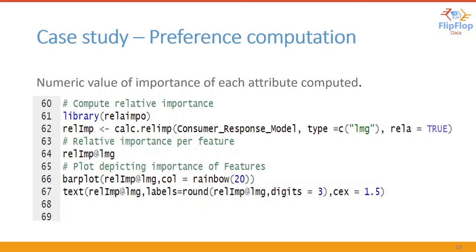Once this library is called, the function calc.relimp is used to compute preference, where the consumer response model generated by linear regression is chosen as the main input along with type as LMG. LMG specifies which kind of metrics we want to generate. Once this is done, we run the relimp object, which gives the importance or preference of the features.